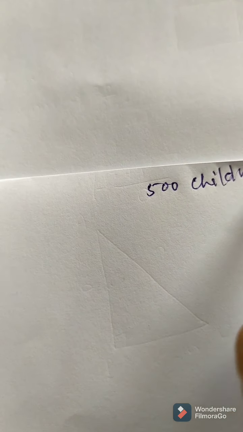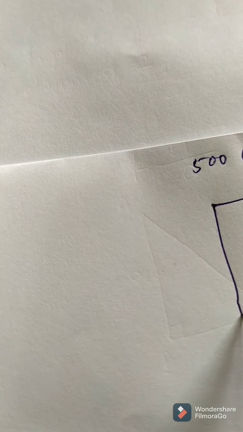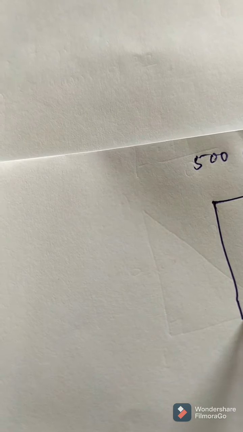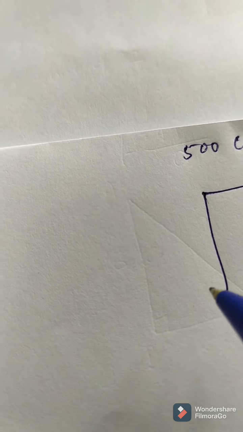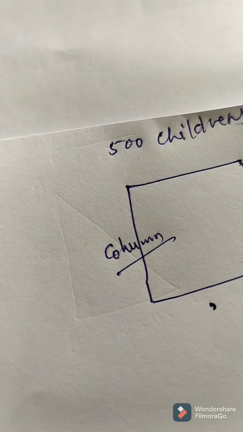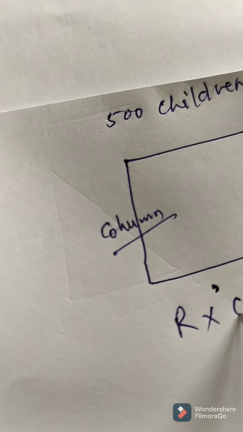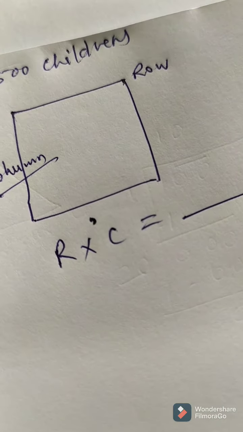There are 500 children. They have to stand in rows and columns. Both should be equal. Indirectly, it should be a square formation. These are the rows and these are the columns. They should be equal. That is, if you multiply rows into columns, you should get a square number. So for this 500 we have to find out the square root.